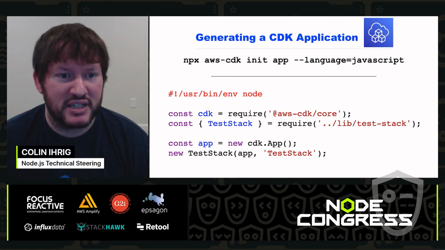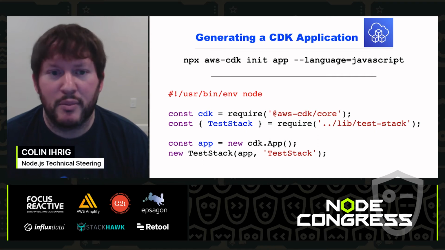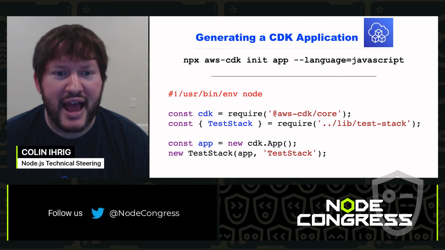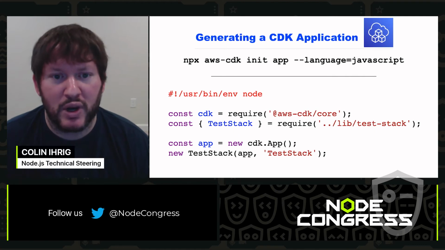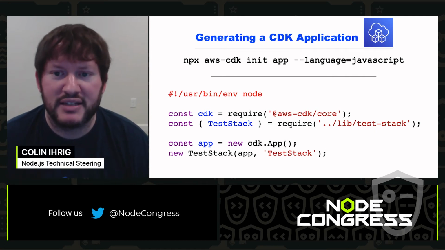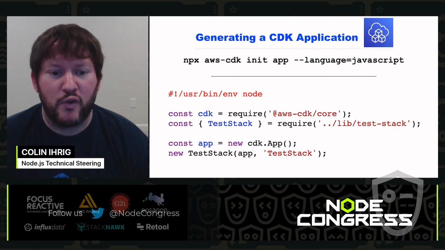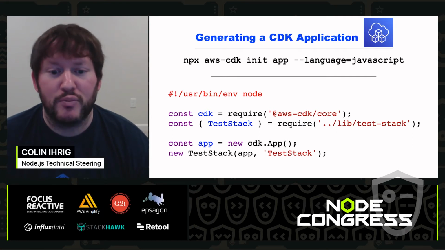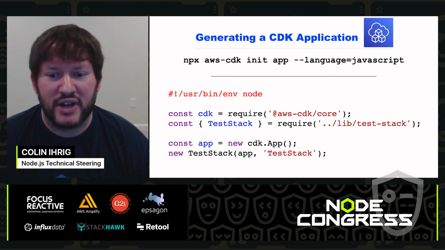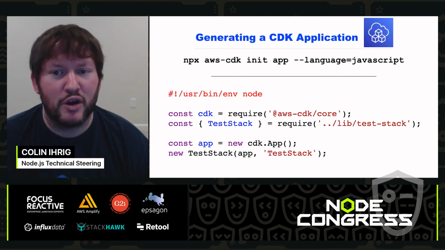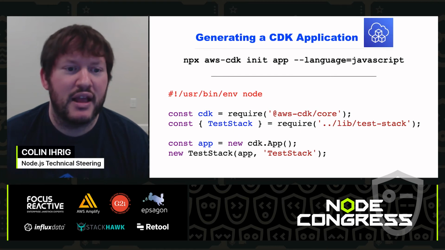npx AWS CDK, that is the name of the module. Init app, and then we're passing the language. We want to use JavaScript here, but you can pass in any of the other supported languages. And so this will create a full application skeleton for you. One note is that you have to run this from inside of an empty directory so that it doesn't accidentally overwrite anything that might exist.